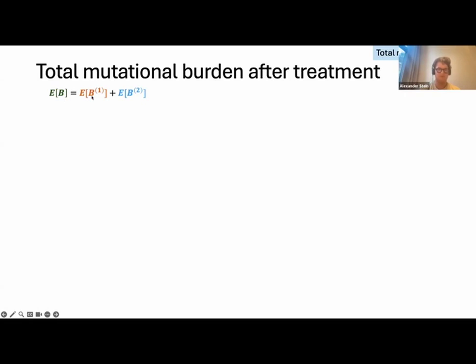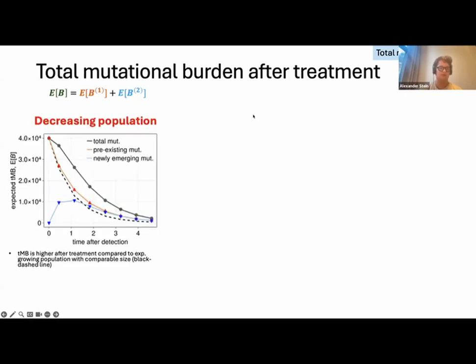So this is pre-existing mutations, newly emerging mutations, and some overdose. And here, first for the decreasing population, an interesting bit is maybe that the total mutational burden after treatment is high compared to the expected population, compared to the total mutational burden with a comparable size that went straight from a single cell to this particular population size. So this is the black dashed line.